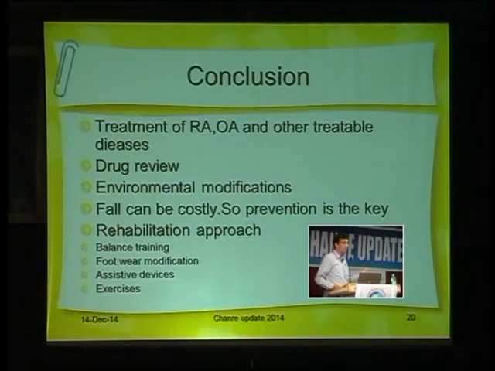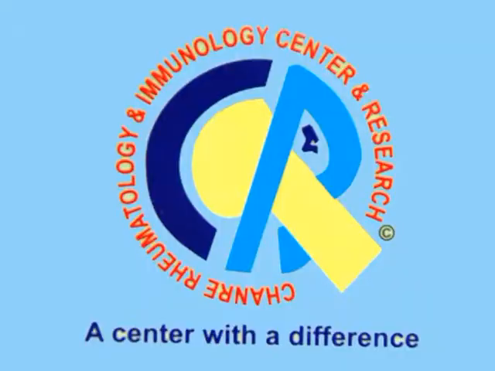If a lot of children are there in a house where elderly people live, ask the mothers to keep the toys in a basket after the children play, because if a toy is left over, the elderly could step on it, and it could lead to a fall. And falls can be costly, so prevention is the key. Try as much as possible to prevent a fall. And of course, the rehabilitation approach is very, very important apart from treating the rheumatological diseases. I think I'll stop here. Thank you very much.